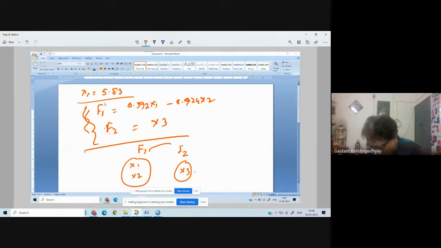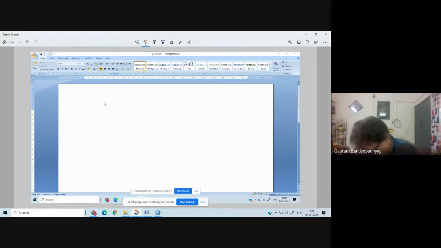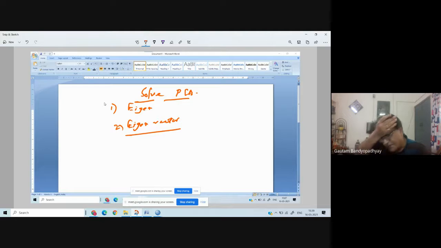Okay. So now the question is, when you solve PCA, we take the help of eigenvalue and eigenvector. Eigenvalue and eigenvector. And so what's the problem of this?